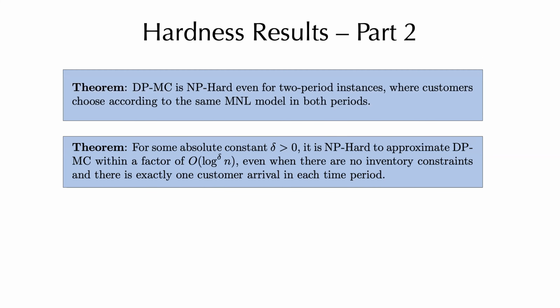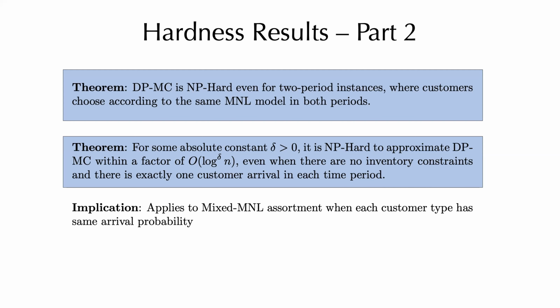Our cornerstone result, and this is the one that applies to mixed MNL assortment, is that our problem is NP hard to approximate within a polylogarithmic factor, even with infinite inventory, and even when there's exactly one customer arrival in each period. So we know exactly how many customers are going to arrive. There's one. We can show that you can't do better than this polylogarithmic factor. If you look at our reduction, it's not too hard to see that this result also applies to mixed MNL assortment.